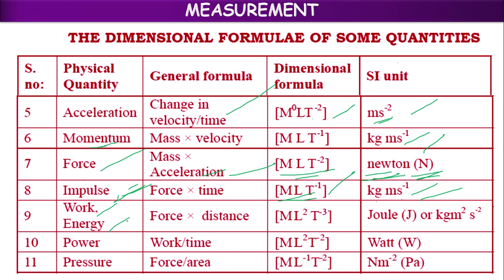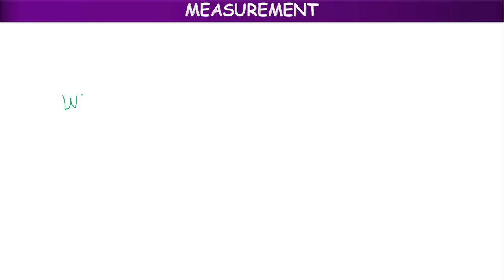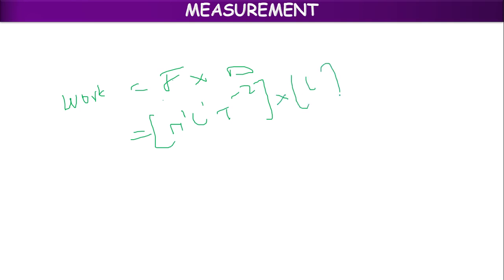Next, work or energy. Both have the same formula. Work and energy are the same. The formula is force into distance. Force dimensional formula is M1 L1 T minus 2. Distance dimensional formula, distance is length L1. If we add, M1 L1 plus L1, it will become M1 L2 T minus 2.